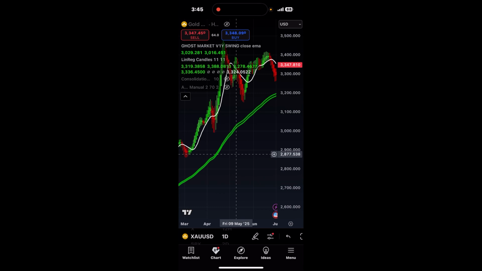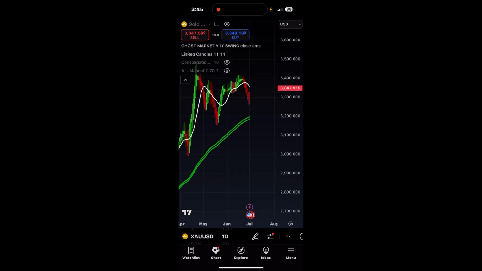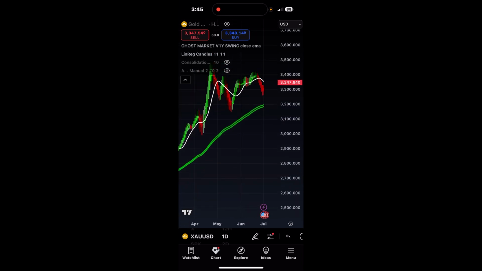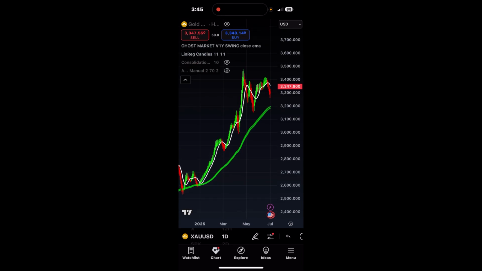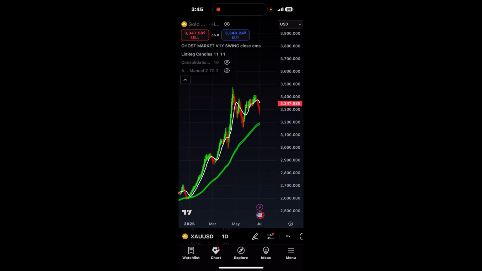That basically outlines a major level of support, which is right here. Usually it can bounce from around that area unless it turns into a downtrend. That's basically what it's used for. It's used to see a major level of support, which you can see right here already.